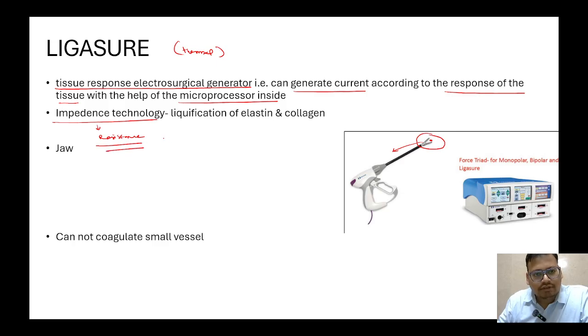With resistance technology, there is liquefaction. The current flows and there is a liquefaction of the elastin and collagen. Again, from the tissue, the instrument gets a response depending upon the resistance of the tissue. According to the resistance, the generated current goes into the tissue and will cause elastin liquefaction and collagen liquefaction and formation of coagulation.